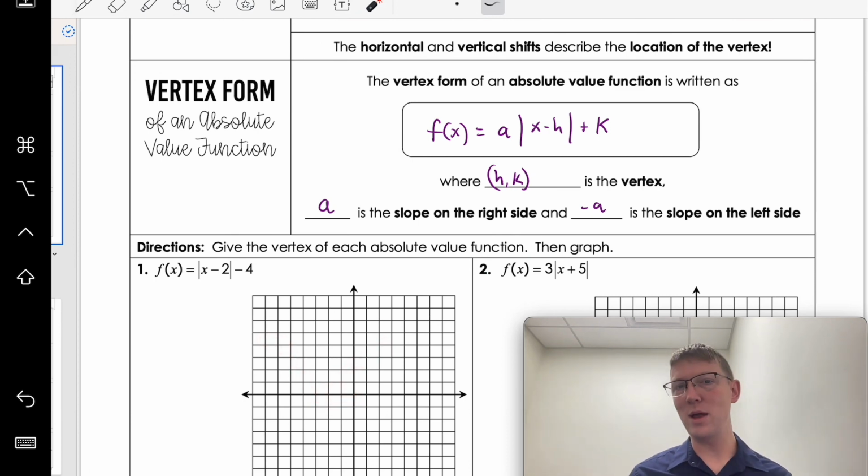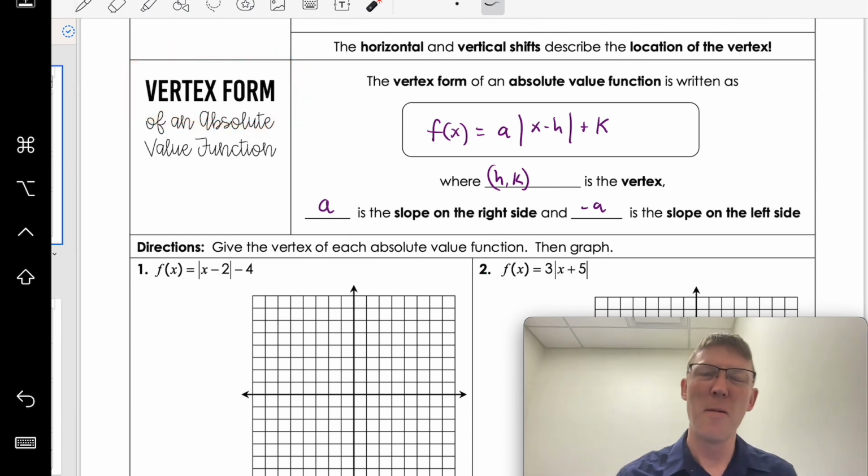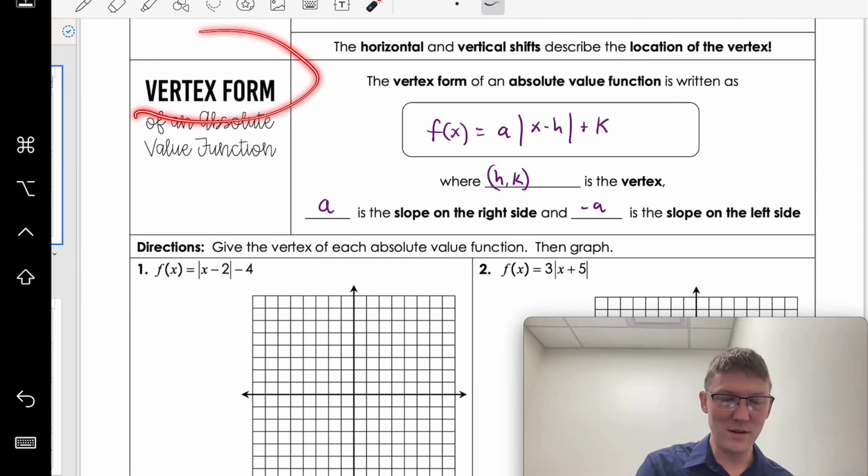So how do we up that pattern to make it a little bit more useful? That is what the vertex form of absolute value is. Basically, do you remember how we had a line? We had it in standard form, and that's all well and good, but you couldn't get a lot of information out of it. But then we put it into y equals mx, or slope-intercept form. So this is that version.